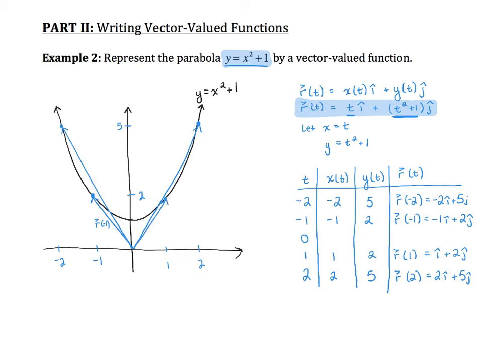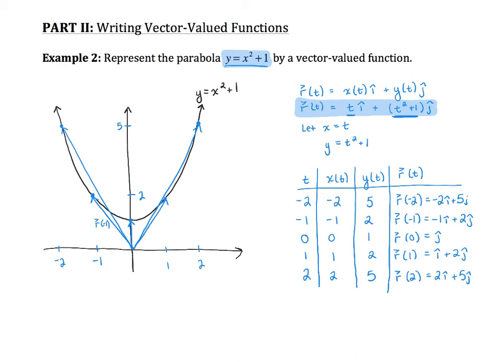Good. And then last but not least, let's do 0. Hopefully you should have a sense of what should happen. When t is 0, x is 0, and y is 1. So r of 0 is 0i plus j. So just j hat, which would just be this point right here.